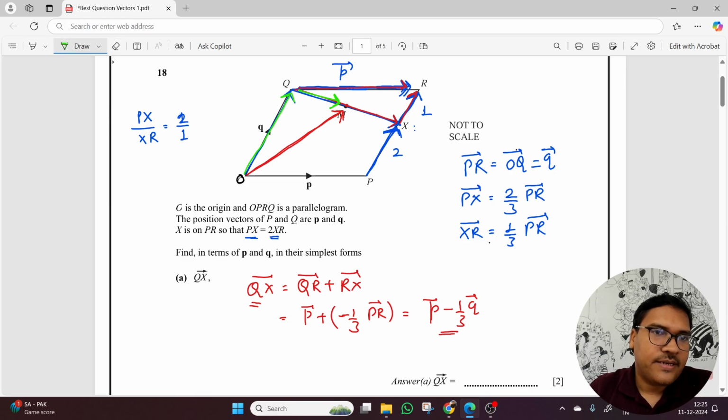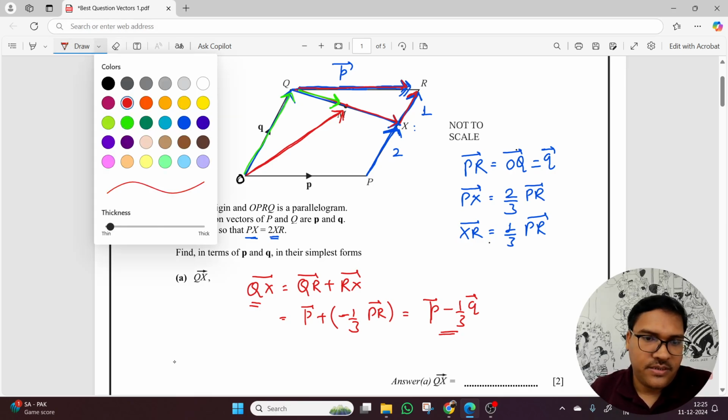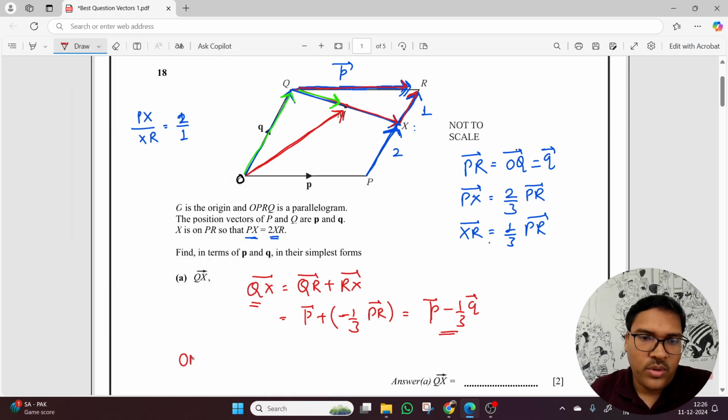So you see here, let me write it again. You have to find OM vector. Now, what is OM vector? This you can say is equal to OQ. You start from here, you go to Q, then Q to M. Then this is plus QM vector. Now, what is OQ vector? OQ vector we know is equal to Q.